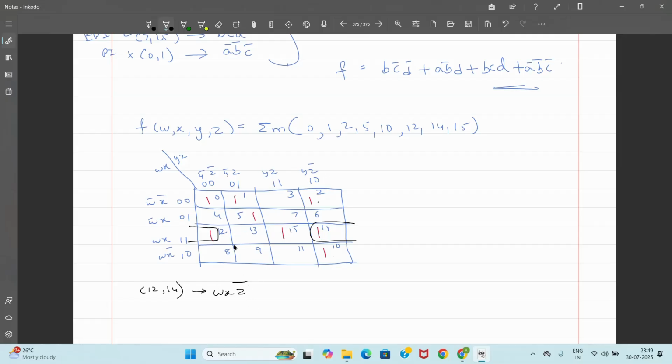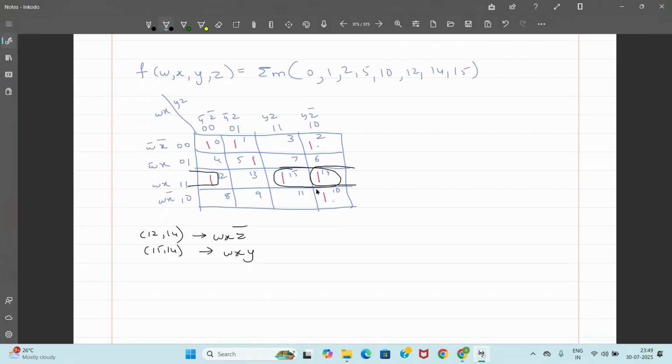Okay. Next possible pairing, maybe I can go with 15. This 15 can be combined only with 14. There is no other option for 15 here. So 15, 14, and the solution for that will be WX with Y.